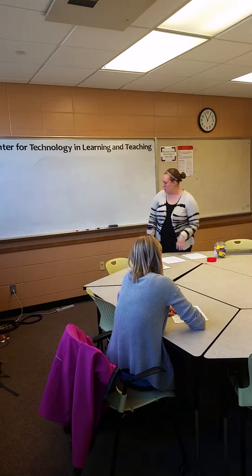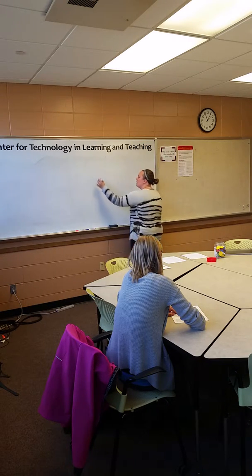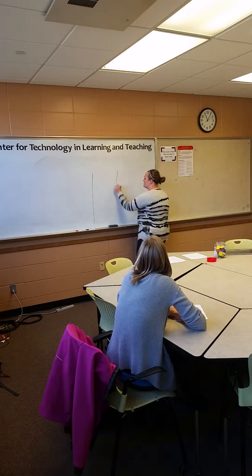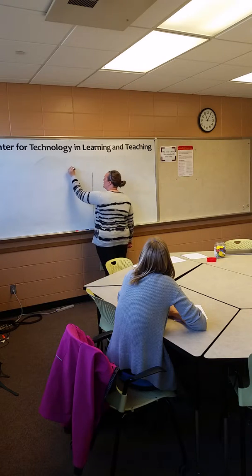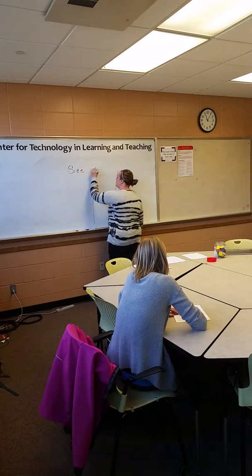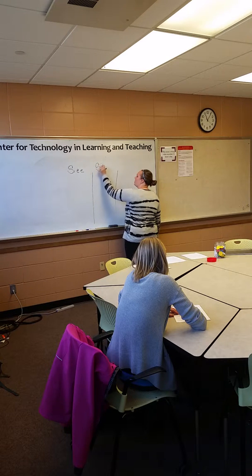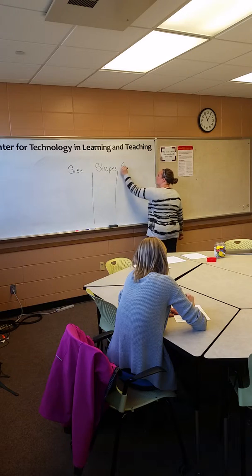Okay, so up on the board, I'm going to make 3 different columns, and I'm going to show you different examples of sorting, so you can have an idea of what we will be doing today. I have a column for size, shapes, and colors.